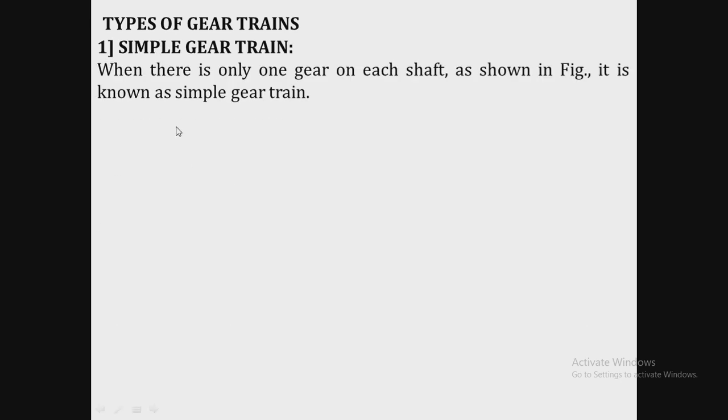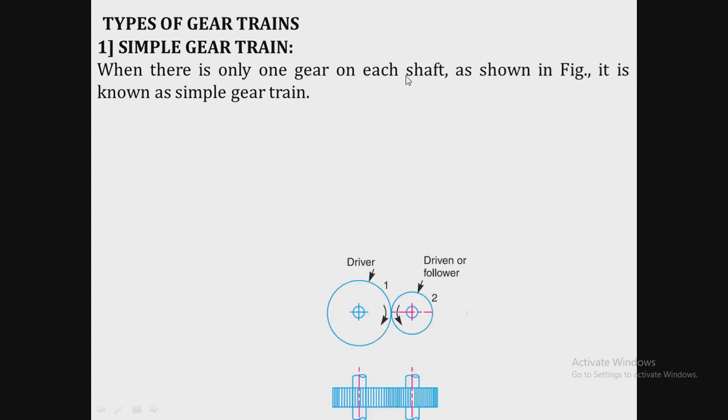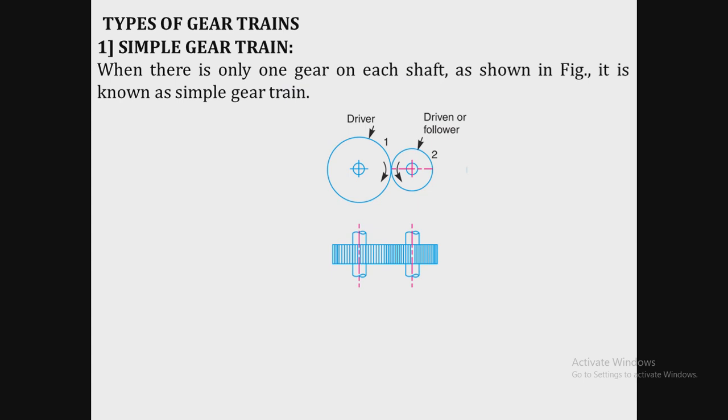The very first type of gear train is a simple gear train. Now, what is a simple gear train? When there is only one gear on each shaft, as shown in the figure, it is known as a simple gear train. It means that with one gear on each shaft, the gear train is called a simple gear train. Here this is the first shaft and this is the second shaft.